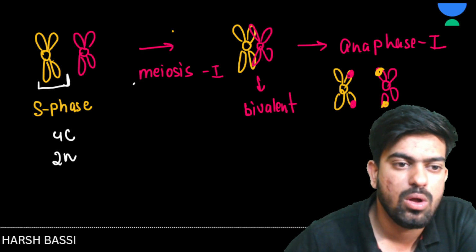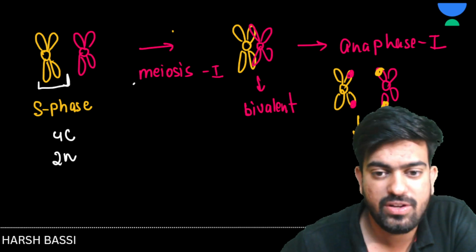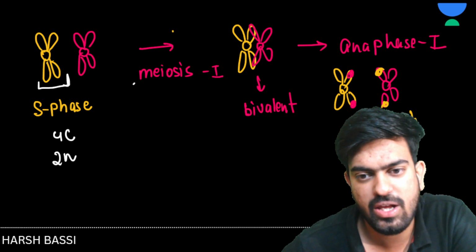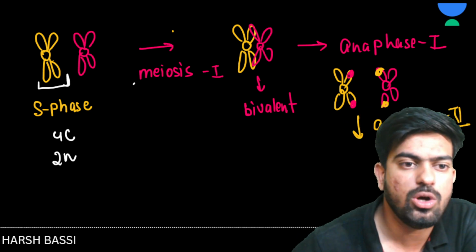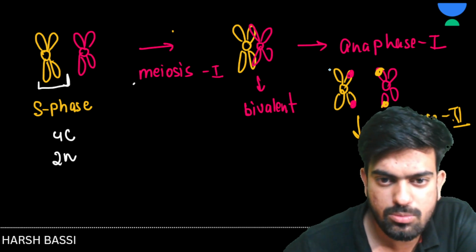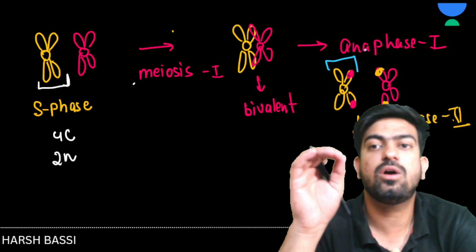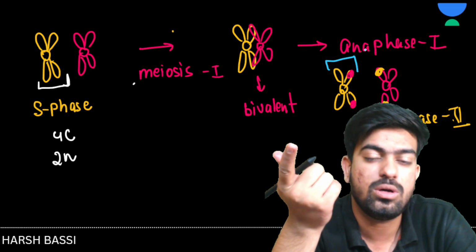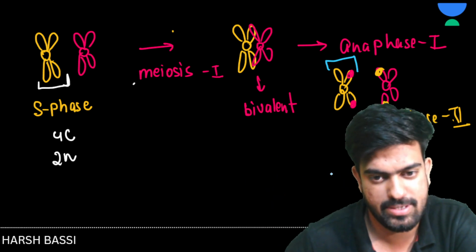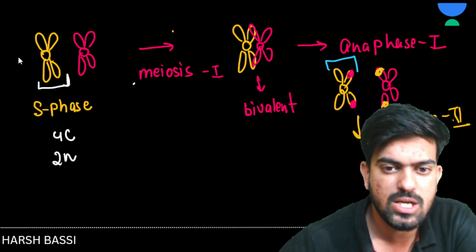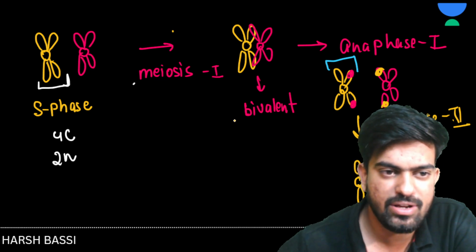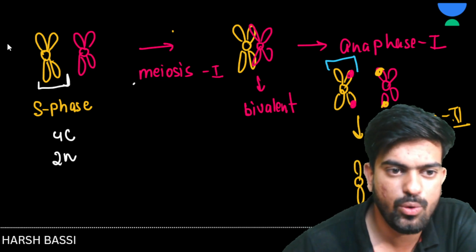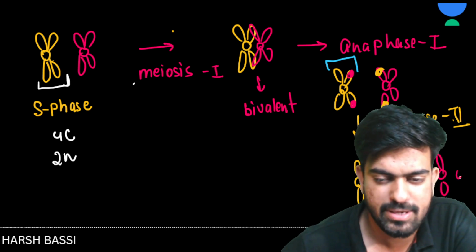Now what happens here in anaphase 2? In anaphase 2, these chromosomes having the chromatids, having the common centromere, they also get separated, right? They also get separated. So see here, now what will happen? We are getting these 4 chromosomes, they are also separated.